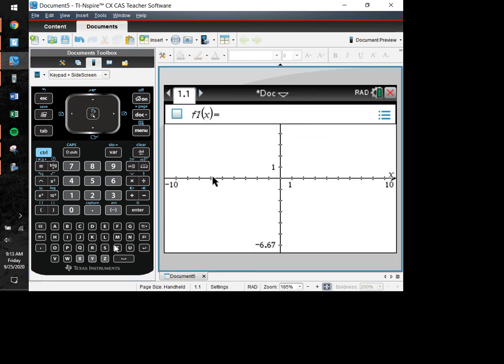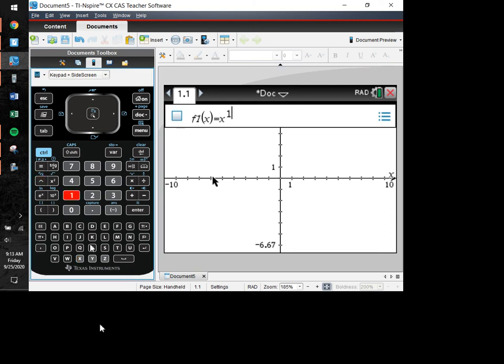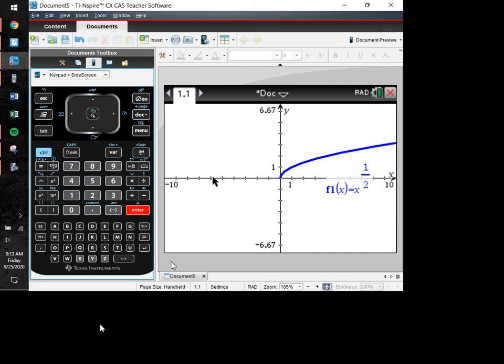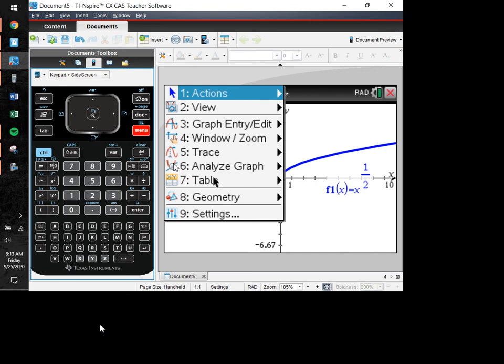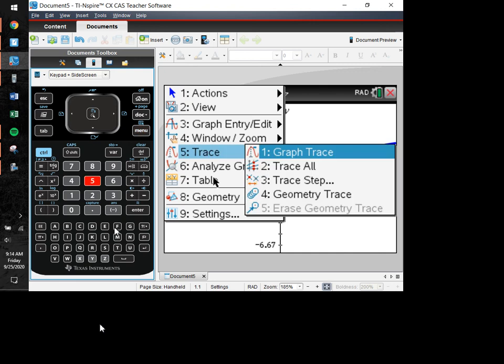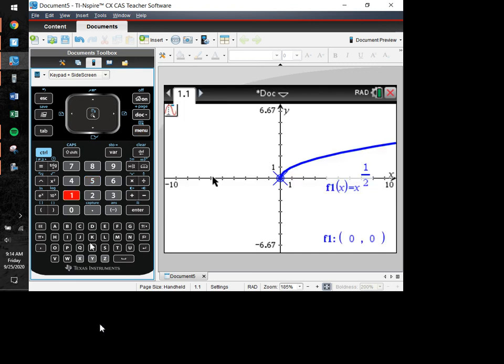So the function we were graphing was x to the 1/2 power, so x to the 1 over 2 power, and that's the square root of x function. Hopefully that doesn't surprise you at all. And the 2 points we were talking about were when x was 0 and where x was 9. So to plot those, everybody, I'm going to go to Menu, hit number 5 for trace and number 1 for graph trace. Right now, it always just starts at x equals 0. I'm going to hit Enter, and that's going to plot that point permanently.